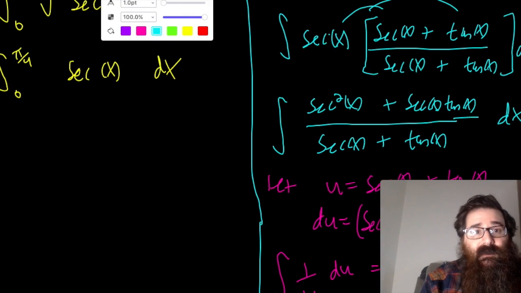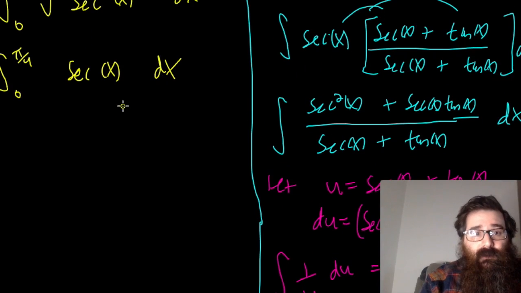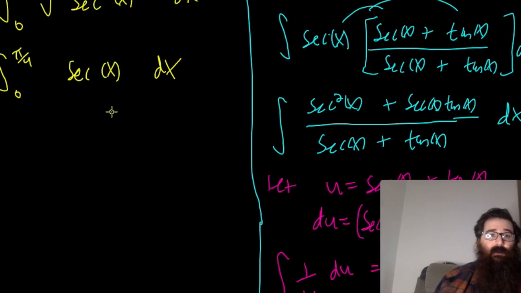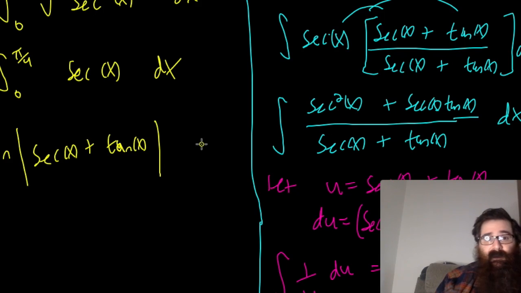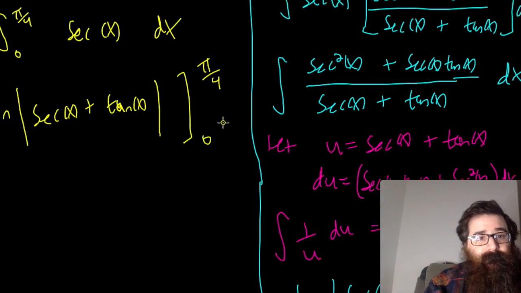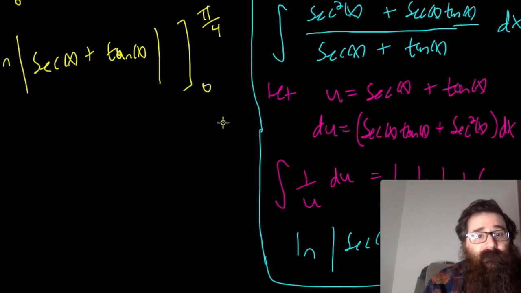Now let's use this result with our bounded integral. Here I want natural log absolute value of secant of x plus tangent of x. I don't need the constant because I have a bounded integral, and this is from 0 to pi over 4. I would like to evaluate this, so I plug in the upper bound, the lower bound, and subtract in order.